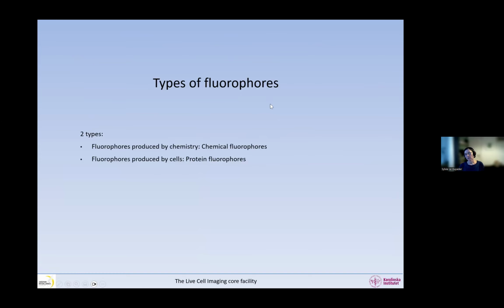So what type of fluorophores do we have? There are two types. We have those that are produced by chemistry, so chemical fluorophores, and we have those that are produced by the cells, and these are proteins. And then, of course, we have autofluorescence, which can be all sorts of different things. So we have proteins, macromolecules, we can have metabolites, for example, vitamins, we can have pigments, etc. All these are inside the cells.